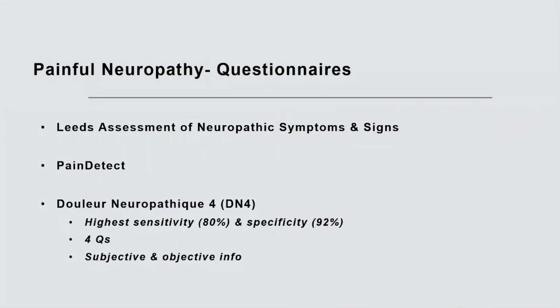There are lots of questionnaires that can be useful here. I've included a few. There's the Leeds Assessment of Neuropathic Symptoms and Signs. There's PainDETECT. There's the Douleur Neuropathique 4, the DN4, which has the highest sensitivity and specificity and includes just 4 questions that include subjective and objective information that you could find useful. And there are lots of different tools out there to help you make sure you're asking the right questions.